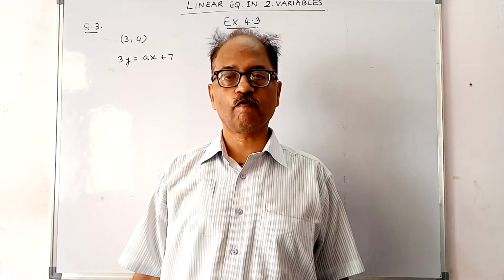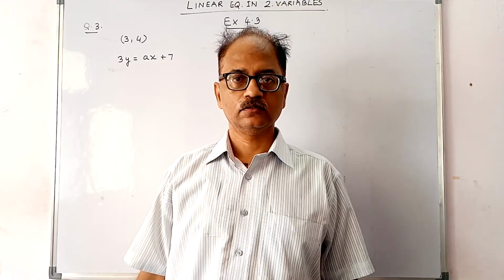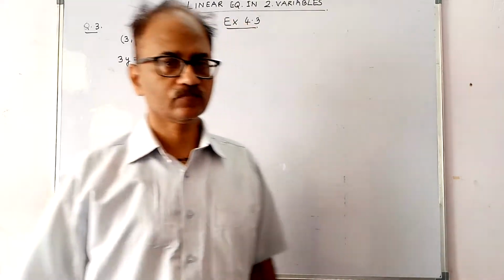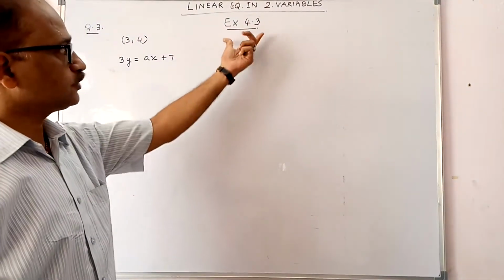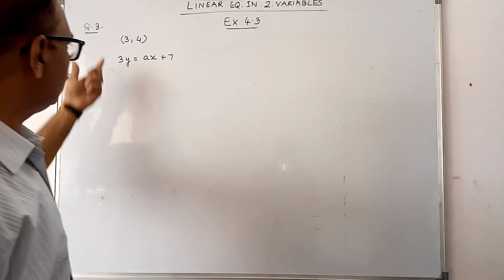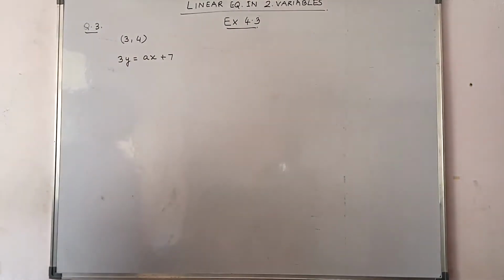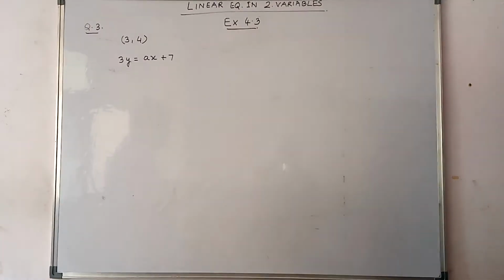Equations in two variables. NCERT example exercise 4.3, question number 3. You have been given a point (3, 4) and the question is, if the point (3, 4) lies on the graph of the equation 3y = ax + 7, then find the value of a.